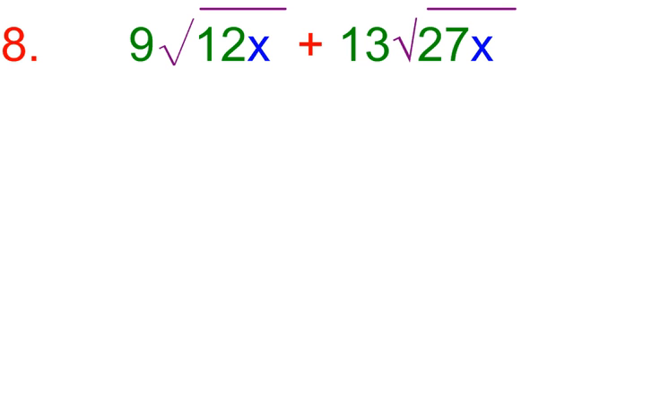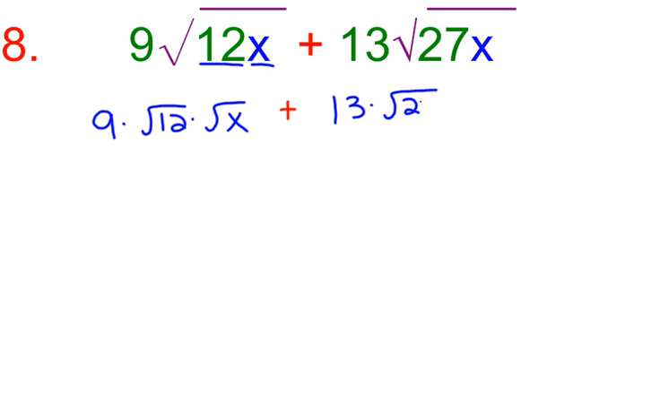In this lesson we are going to add like terms when we have variables under the radical. So when I first look at this problem, it's 9 root 12x plus 13 root 27x. I have to first break down both numbers and variable under my radical. So I'd have 9 times the square root of 12 times the square root of x. I'm going to do that before I even try to add it all. So over here I'd have 13 times the square root of 27 times the square root of x.